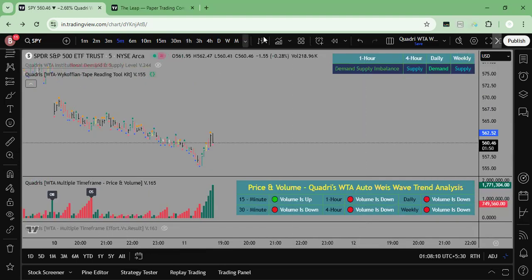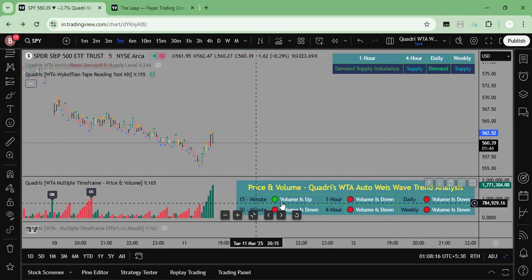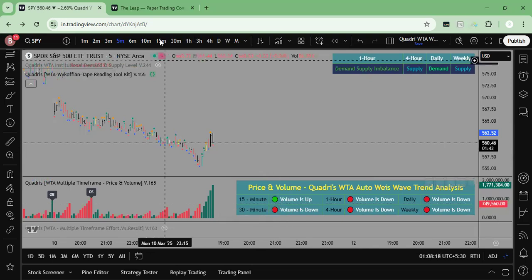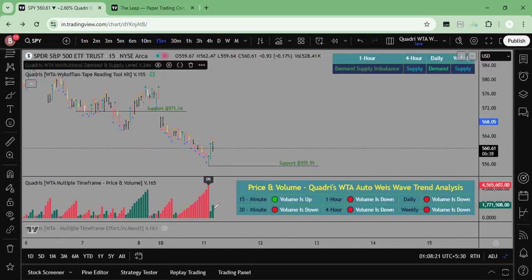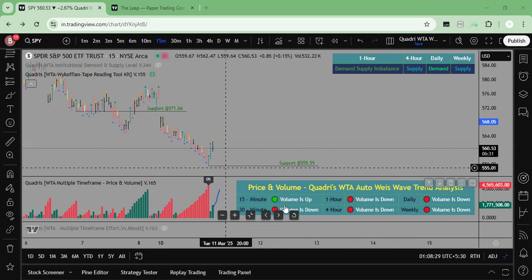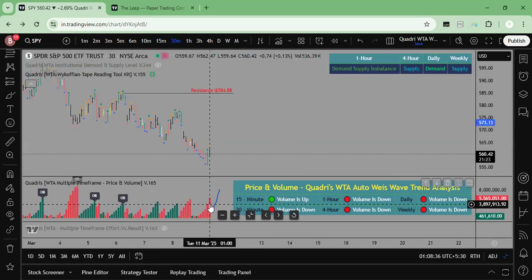Another feature which I have added is multiple time frame analysis. It will show you what is happening. For example, on 15 minutes the volume is up, so if you switch to 15 minutes, it will give you the wave in continuation, what the actual wave is. For 30 minutes, it is showing you volume is down.